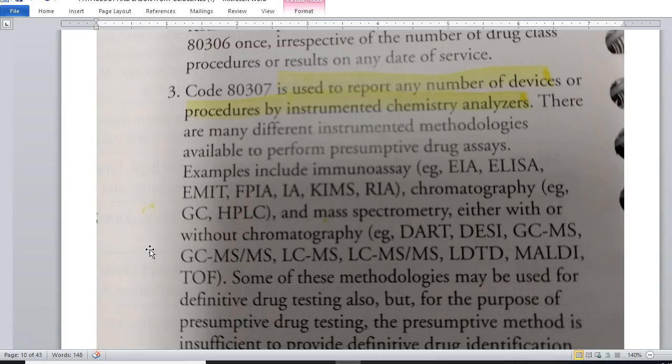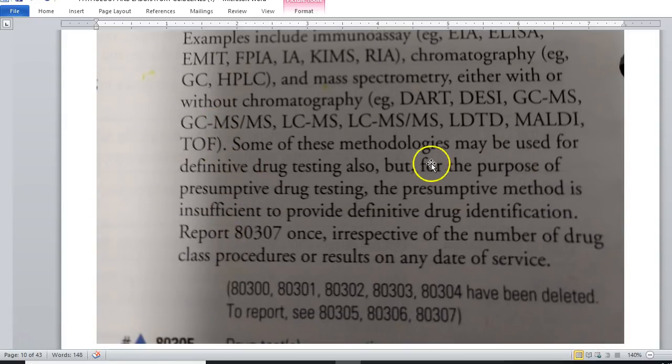And this is where we're going to get the different methodologies. Again, it's going to go on, the immunoassays, the chromatographies. I'm not going to read through all of those again. But again, as it goes on here, some of these methodologies may be used for definitive drug testing also, but for the purpose of presumptive drug testing, the presumptive method is insufficient to provide definitive drug identification. Report 80307 once, irrespective of the number of drug class procedures on result on any date of service.